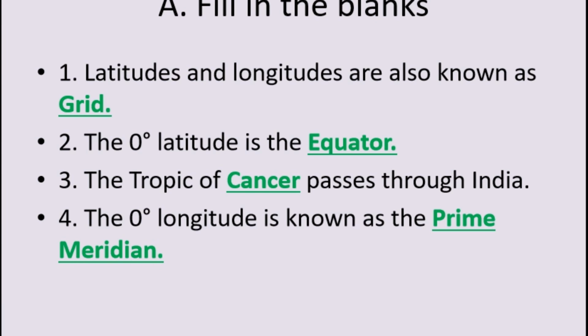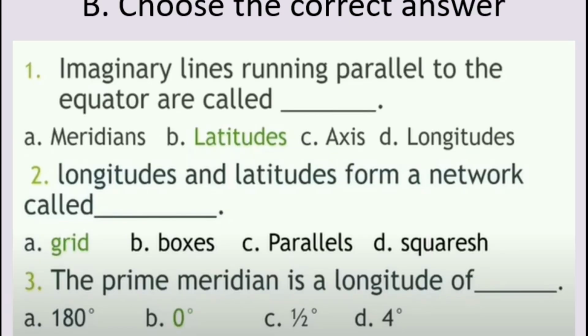Then we have 0-degree longitude known as prime meridian. So this place is in London, which is marked as 0-degree longitude. You can take notes from here. Now I'm moving to the next question. The part B, choose the correct answer.